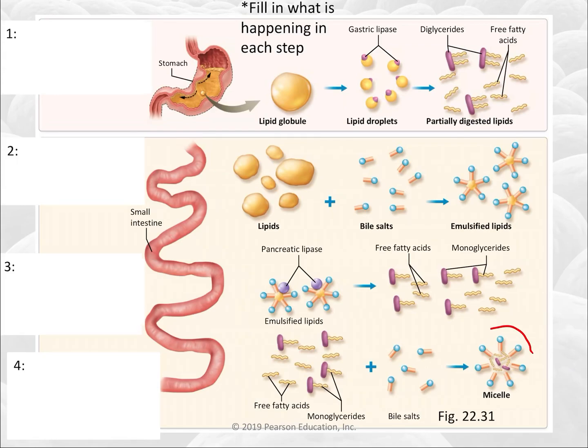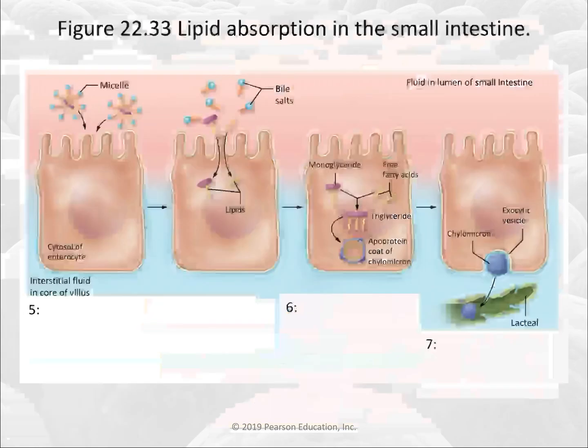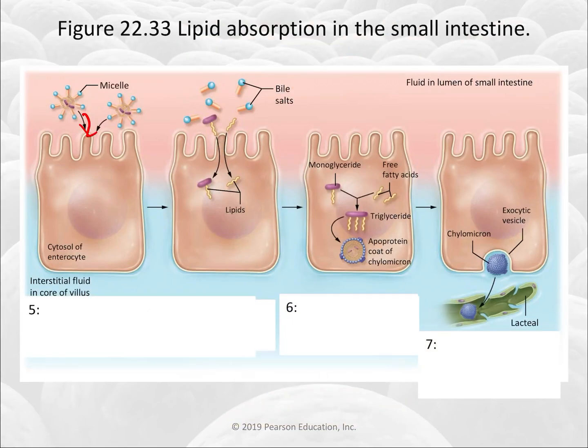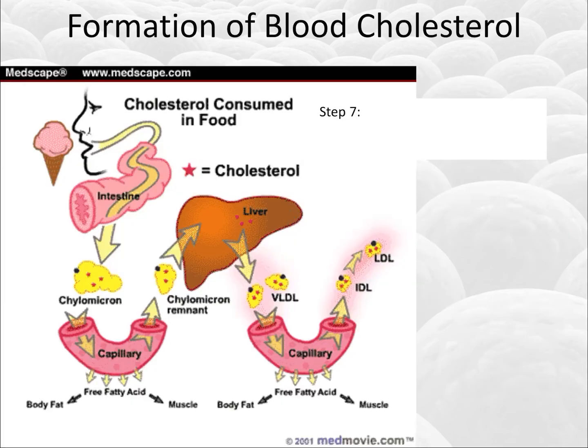Okay, this gets us to step 4, which gets to the micelle formation. Step 5 and 6 are shown here. Those micelles get up to the brush border, dump those lipids into the intestinal cells, and then we can see those intestinal cells create this chylomicron by covering them with proteins, and then that chylomicron gets dumped into the lacteal, and then finally that chylomicron is coming from the intestine here into the capillary, through the capillary to the liver, where the liver converts it into these different types of lipoproteins, or also known as cholesterols.